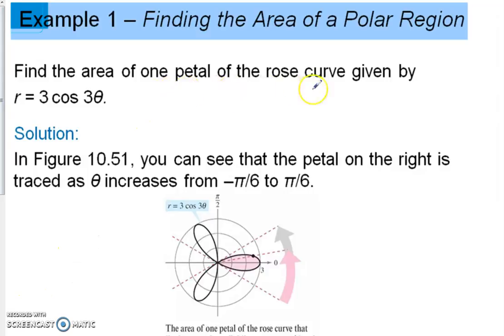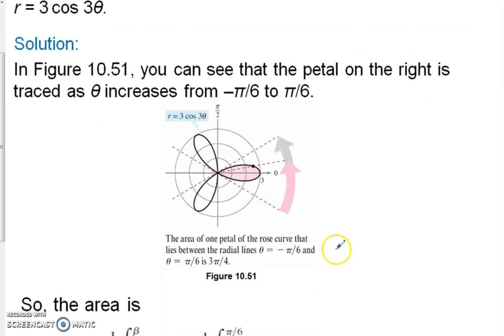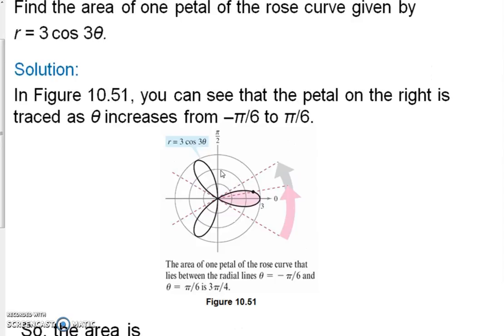Find the area of one petal of a rose given r equals 3 cosine 3 theta. And now we've got that here. It's drawn out here on this polar graph. You can see it. And the tough part of doing these problems is to figure out where am I starting and where am I going to.